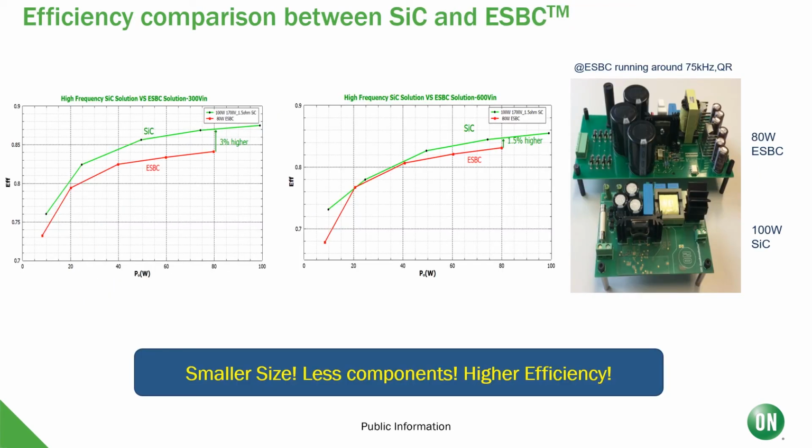And then we can take a look at the results. So at a 300 volt input, we get about a 3% higher efficiency. And even moving up to 600 volts, we still get a higher efficiency, although due to the windings, we would want to move up to a 1700 volt solution to get an even better efficiency with a higher voltage input. Overall, though, you can see the much smaller size, the less component count, and the higher efficiency that this solution provides.